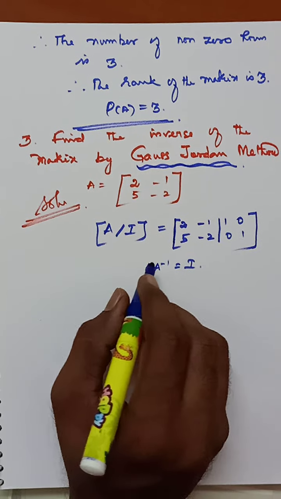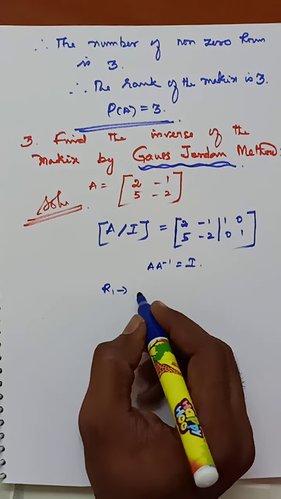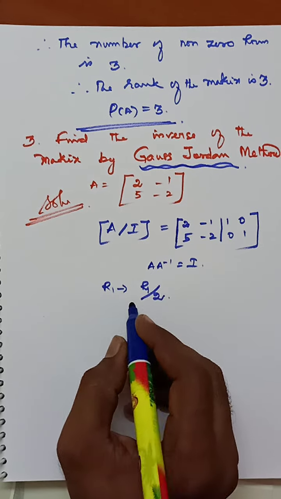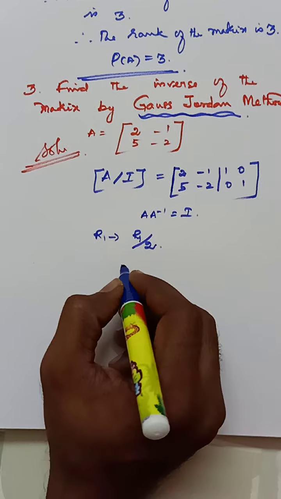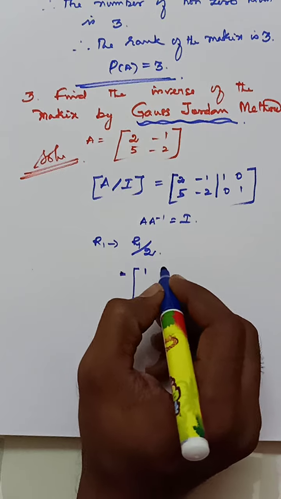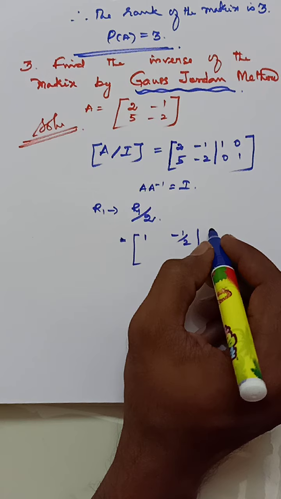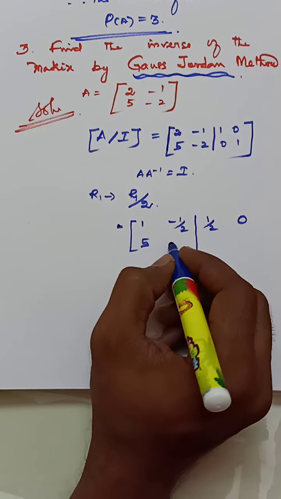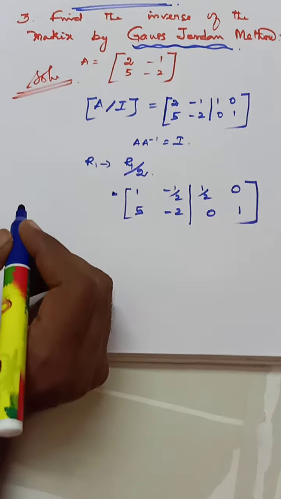Okay, we will proceed. Here I need 1, so R1 tends to R1 by 2. So what is your R1 by 2? It is 2 by 2, 1, minus 1 by 2, again 1 by 2, 0, and 5, minus 2, 0, 1. So that is your R1.